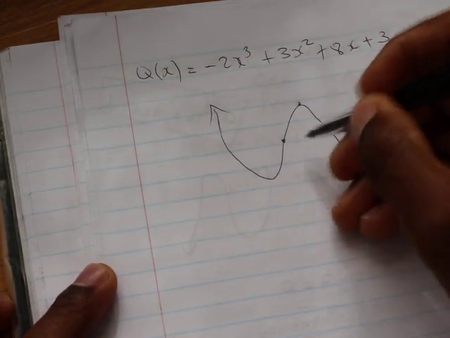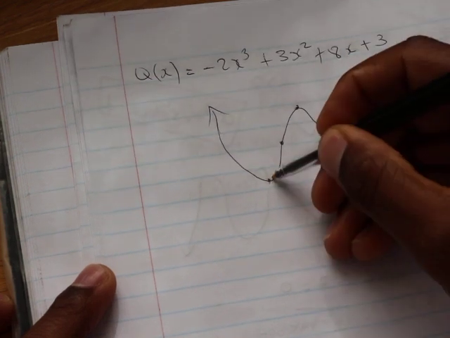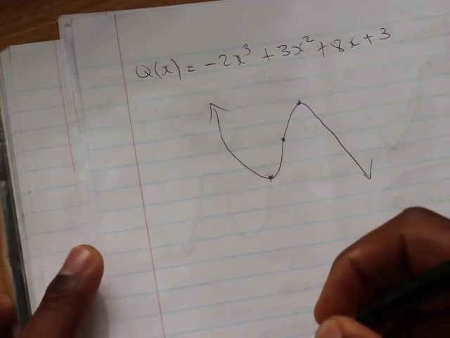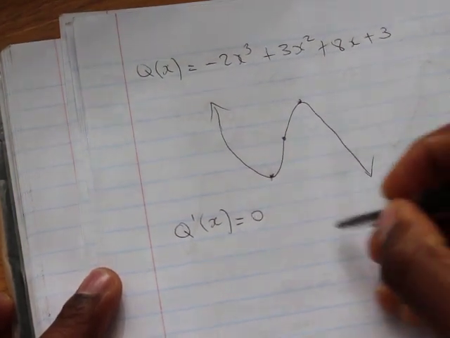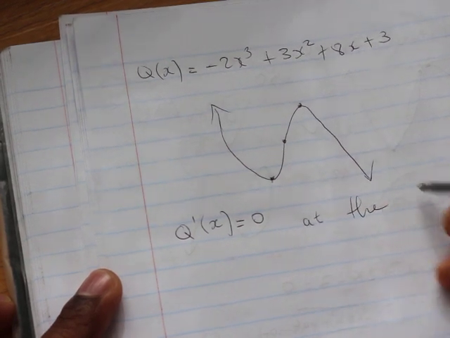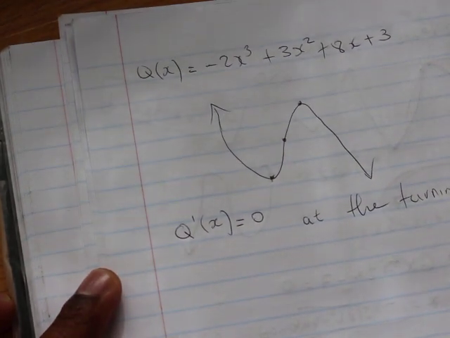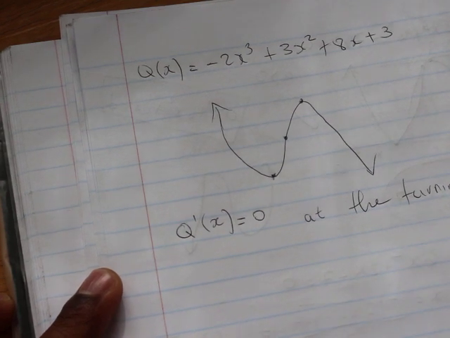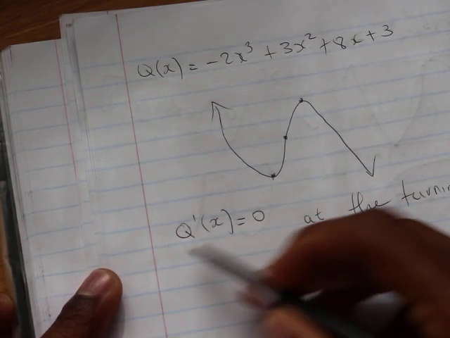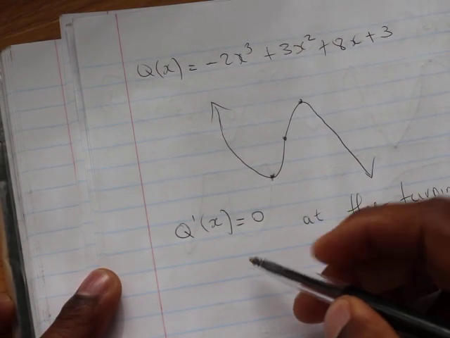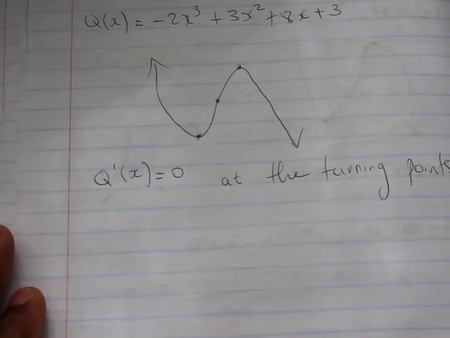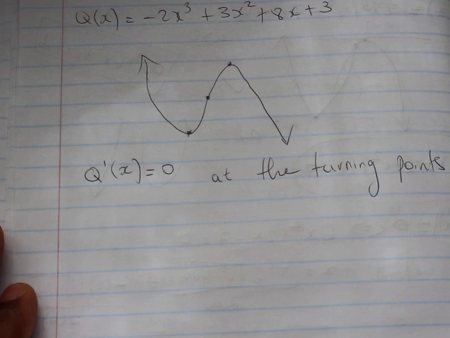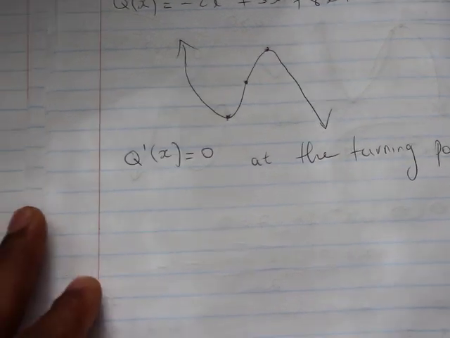So now our task is to find the turning points. Okay, turning points. So we're going to use the fact that q prime of x is equal to 0 at the turning points. When we set this equal to 0, the roots that we're going to get are going to basically be what we call the x coordinates of the turning points.